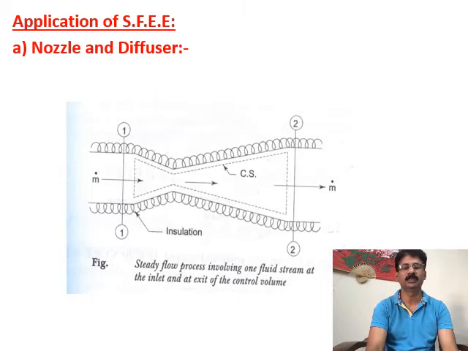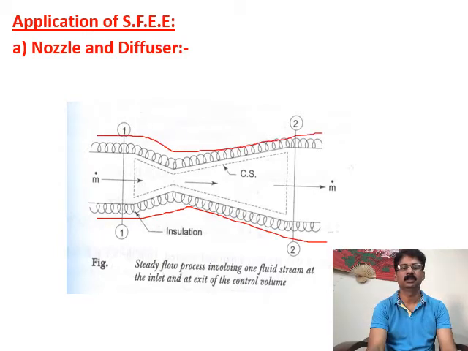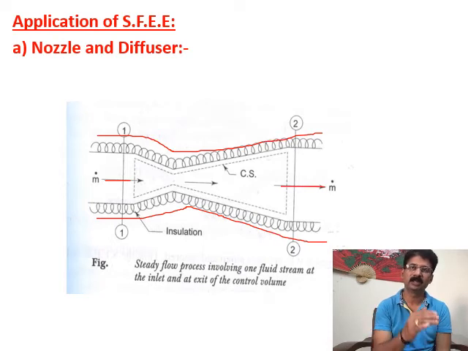Now you can see here, this is an insulation shown. That means there is no heat transfer to the nozzle or the diffuser, and also you can see entry and exit are at the same level. That means Z1 is equal to Z2, so the potential energy term gets cancelled, because if the energy terms are the same on either side, left and right hand side of the equation, you can cancel those terms. And also there is no work transfer involved, because it's just converting one form of energy into another form: pressure energy into kinetic energy or kinetic energy into pressure energy. So let us see how we can simplify the steady flow energy equation for this nozzle and diffuser.